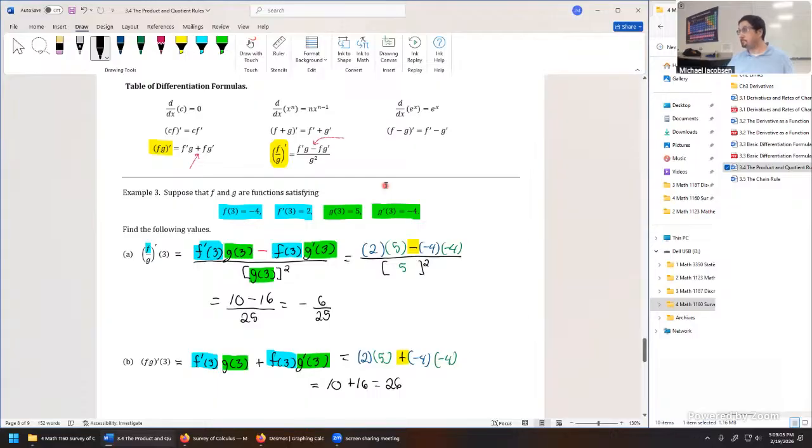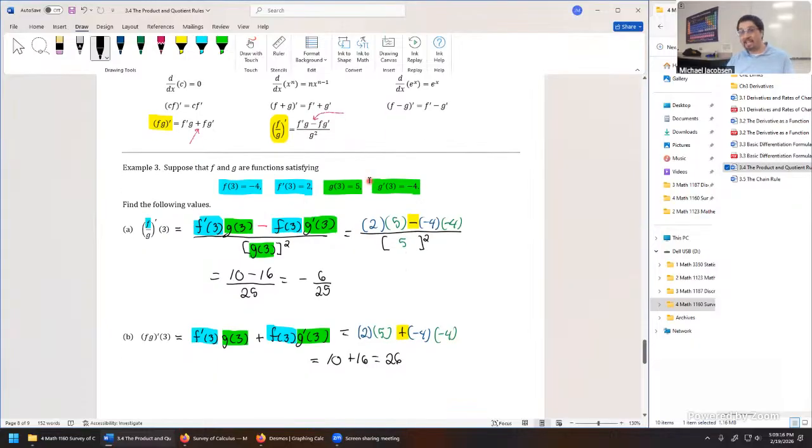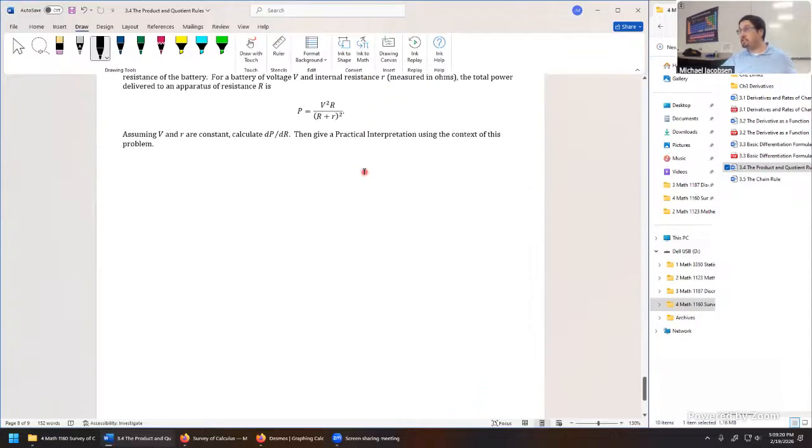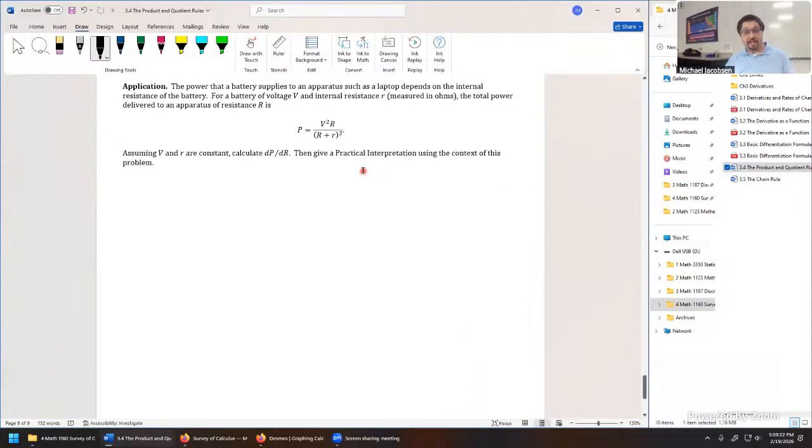Okay, so we now have lots of fancy derivatives under our belt that we can use in a whole bunch of different kinds of situations, whether it's finding a tangent line equation or working in an applied situation. All these rules can now work together to help us differentiate stuff like this.